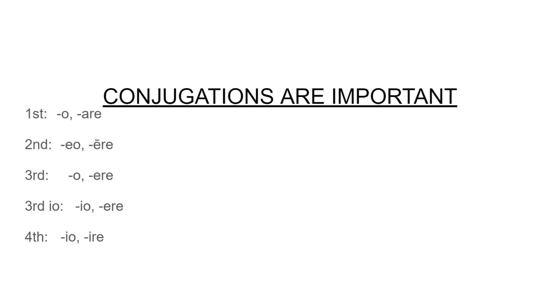The way that we've written them out here on the left-hand side, we've got the first principal part's ending and then the second principal part's ending. As you know from the previous slide, the second principal part is called the infinitive. And here we all see those -re endings. Cool. So let's do some examples.